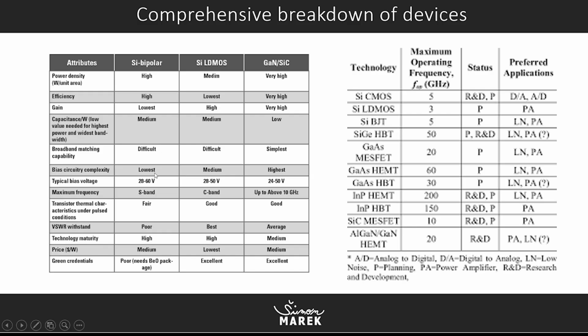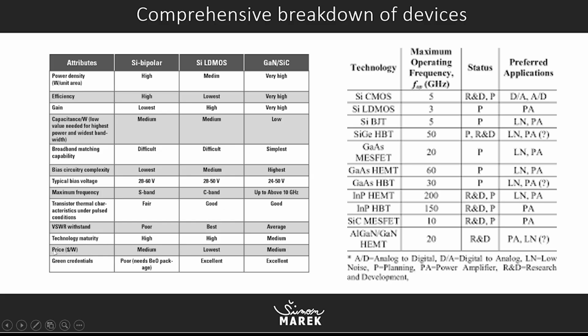We can take a look at the maximum frequencies. So you can see the maximum frequencies are quite bad for silicon technologies. For gallium nitride, it is very good. It can go above 10 gigahertz. So very interesting.